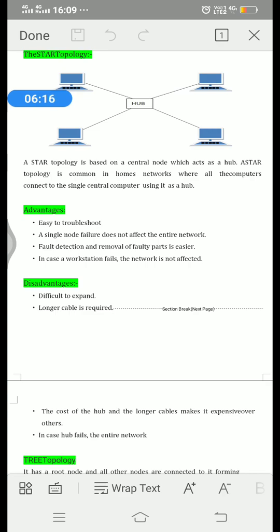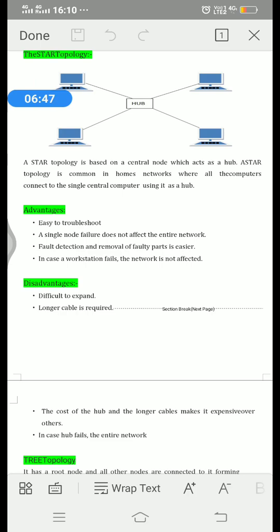Okay, now one more disadvantage. Disadvantage is what? Difficult to expand. Definitely your expansion of network depends on the number of ports available on your hub or switch. If the switch is having only 8 ports, you can maximum connect 8 computers with each other. If you are having only a 4 port hub, then only 4 ports you can connect.